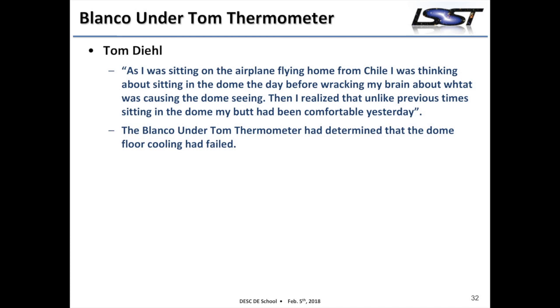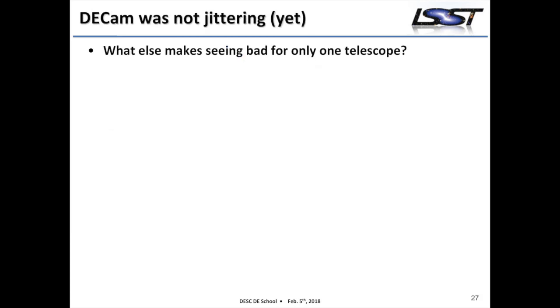But only the Blanco under Tom thermometer could tell us that, because there was no telemetry coming from the floor. The butt. All right, we skipped a couple. One was, it was warm. His butt was comfortable because the floor was warm, and it shouldn't have been warm, it should have been cold.